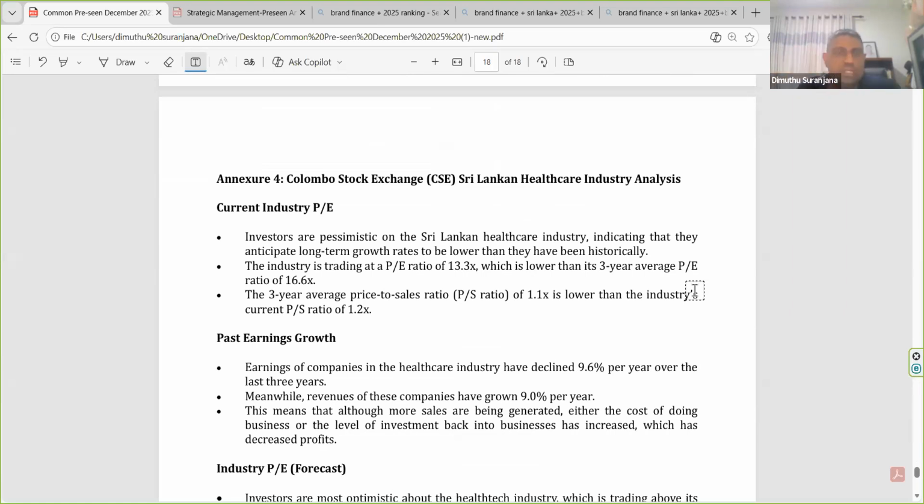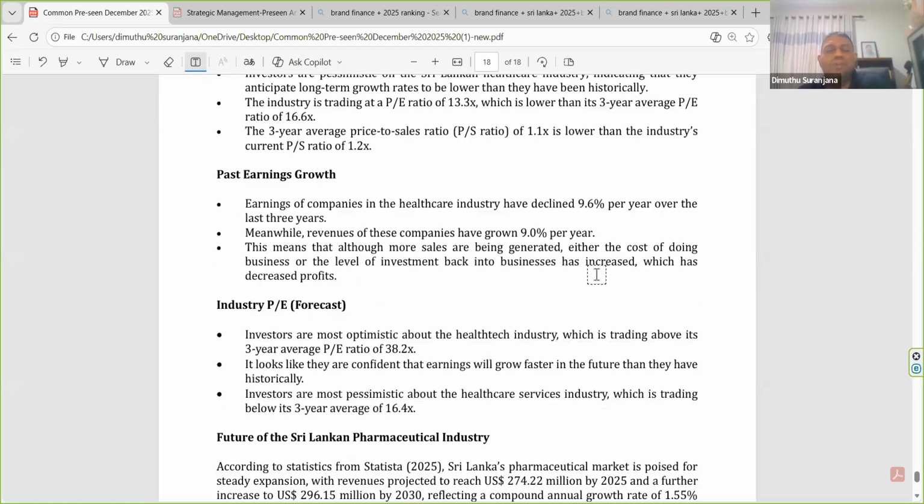Colombo Stock Exchange, Sri Lankan healthcare industry analysis. Current industry price earning ratio: investors are pessimistic on the Sri Lankan healthcare industry, indicating they expect long-term growth to be lower than it has been historically. The industry is trading at a price earning ratio of 13.3, lower than the 3-year average price earning ratio of 16.6. Good situation, no? The 3-year average price to sales ratio is 1.1, lower than the industry's current PS ratio of 1.3. These are more connected with financial management.